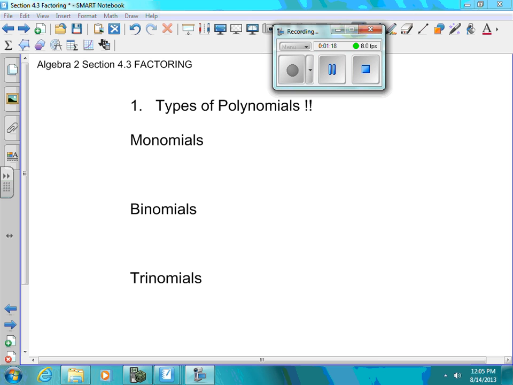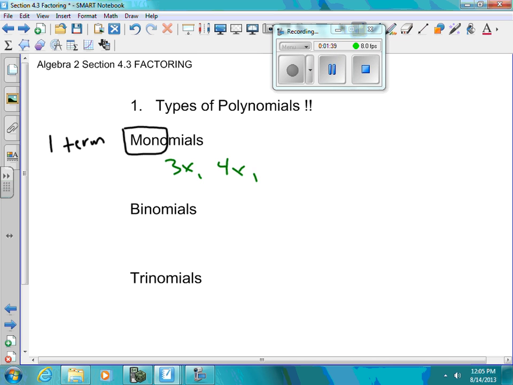So monomials, what is a monomial? A monomial is a type of polynomial. A monomial has one term. It's a one-term polynomial. The prefix mono is 1. So one term. Examples of monomials: 3x, 4x, x, y. 1, if it's just a number, that's a monomial. 2, 0, 4, x, y.